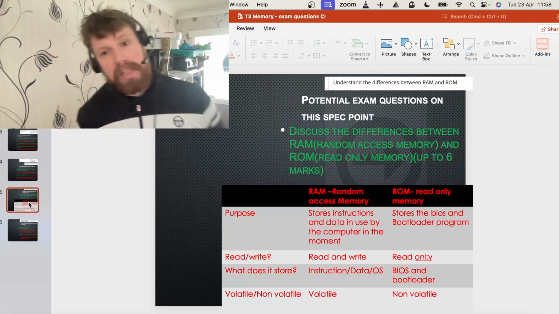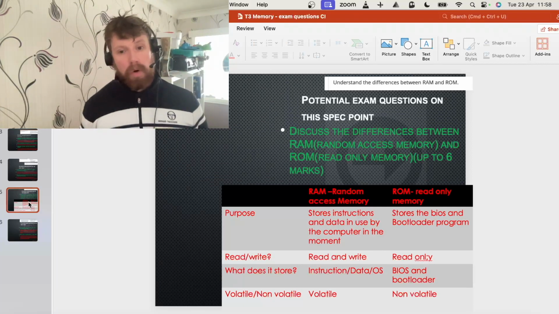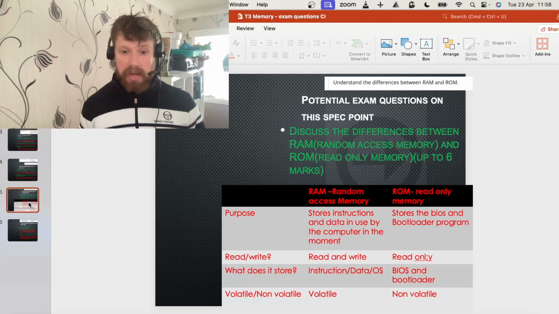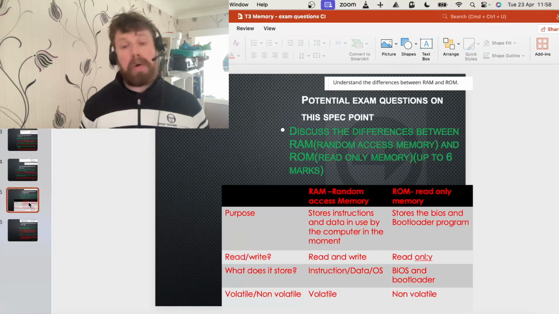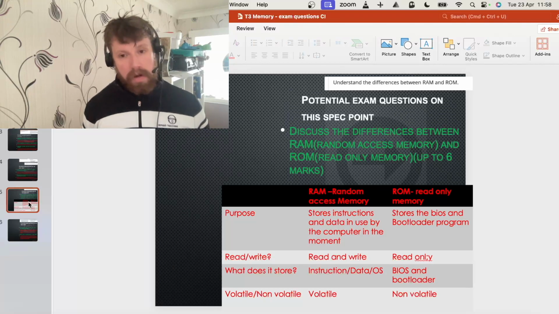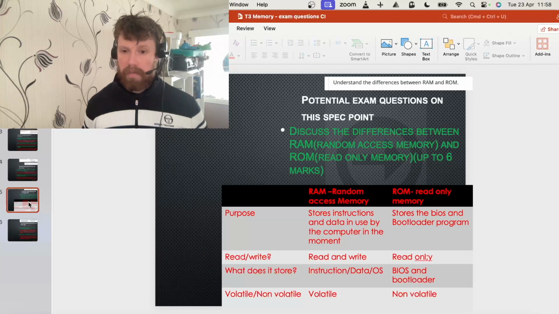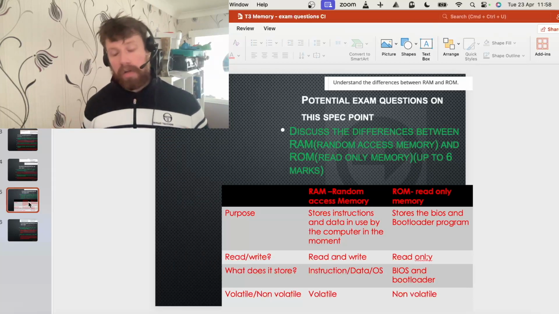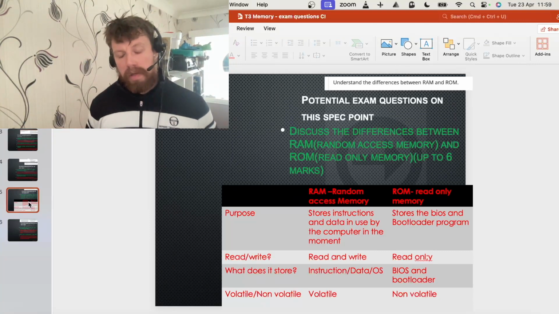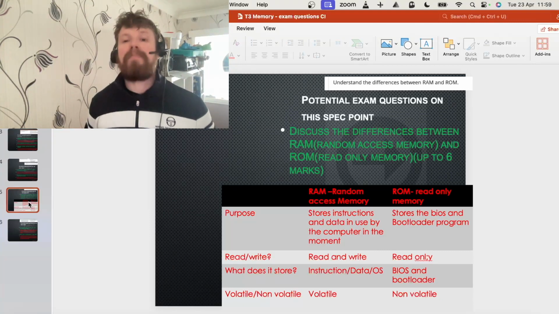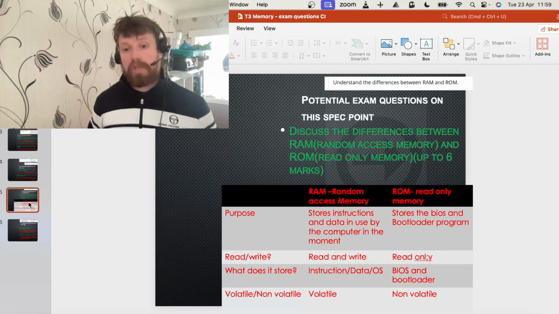The next point: understand the differences between RAM and ROM. What I've tried to do is condense this down into a table that you can just have a look at: the purpose, the read and write capabilities, what it stores, and whether it's volatile or non-volatile. A quick definition for volatile and non-volatile. Volatile means that when it does not have power and you turn it back on, it has forgotten everything. ROM is non-volatile, and other things are non-volatile too. Non-volatile is all to do with when you turn the power off, it will remember everything even once it has lost power.